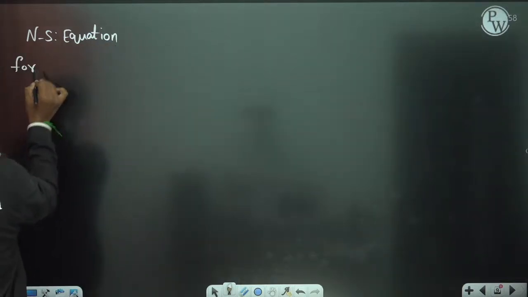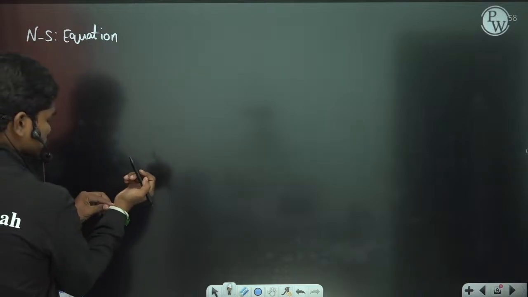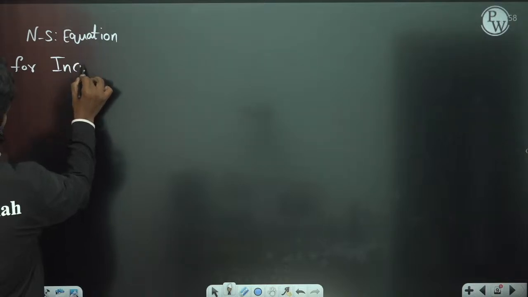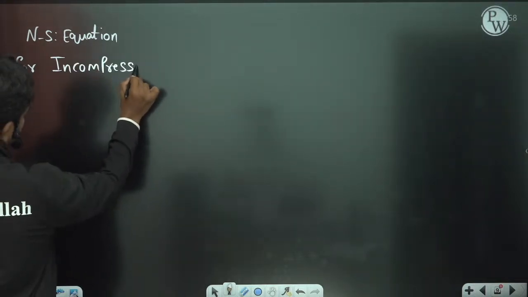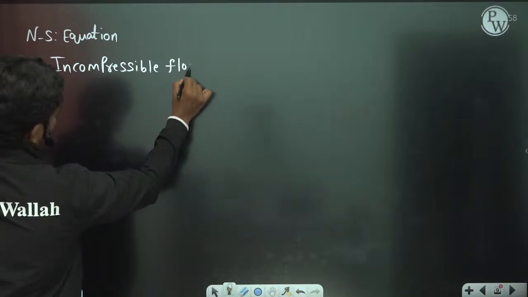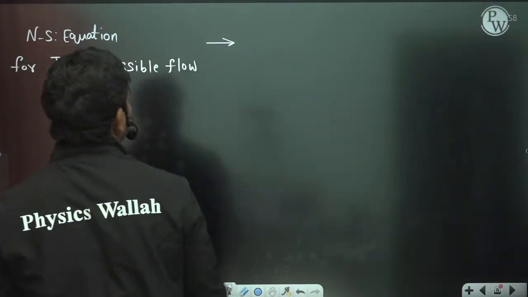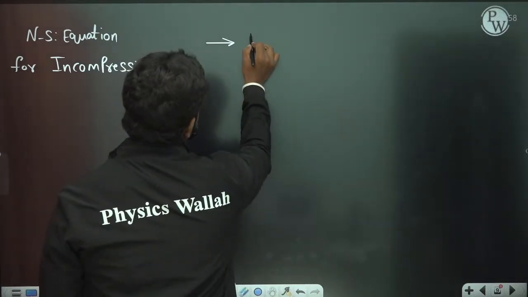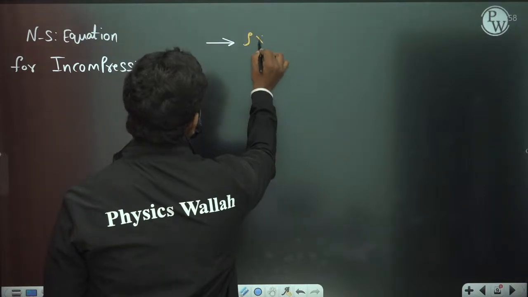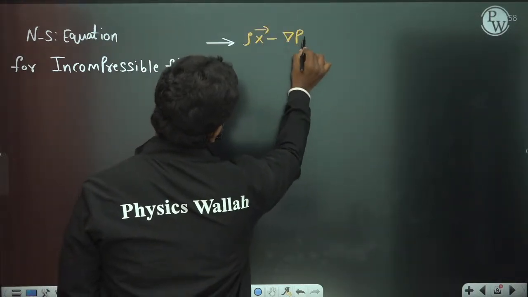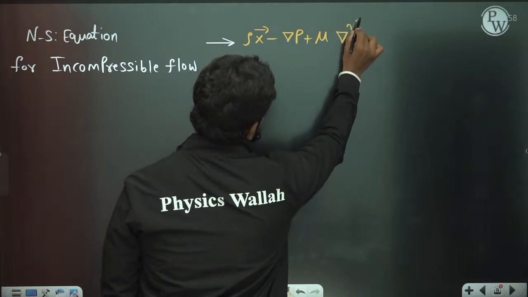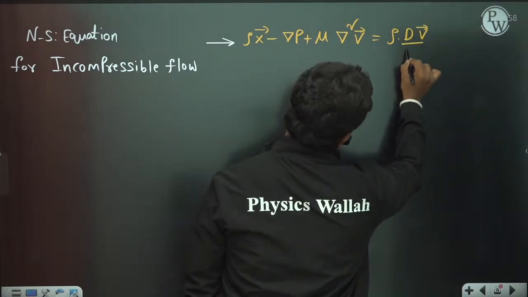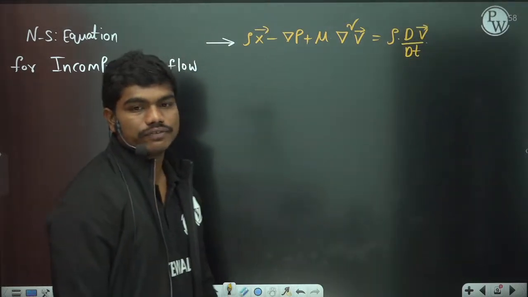Now the Navier-Stokes equation for incompressible flow, and of course assuming the fluid to be a Newtonian fluid, is something like this. The net force acting on the fluid, rho times g bar minus del P plus mu times del square V, is equal to density times dV by dt. So this is the Navier-Stokes equation.